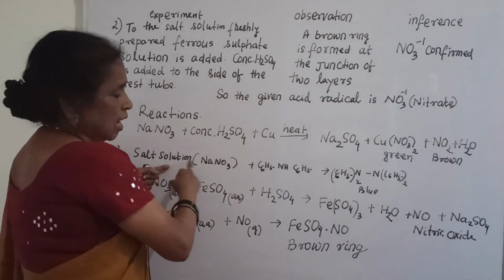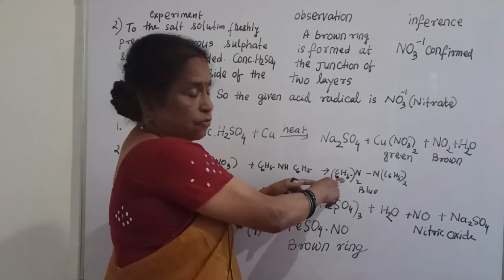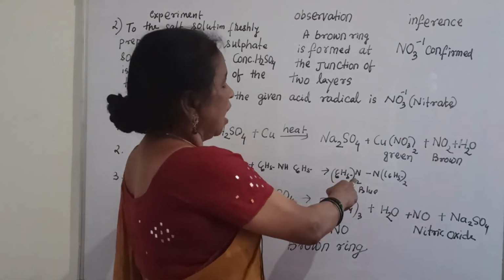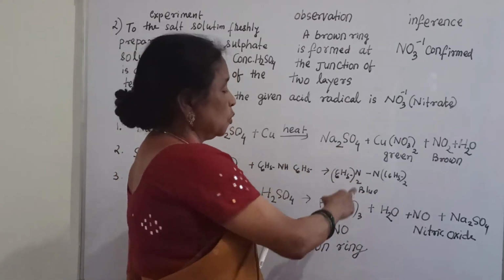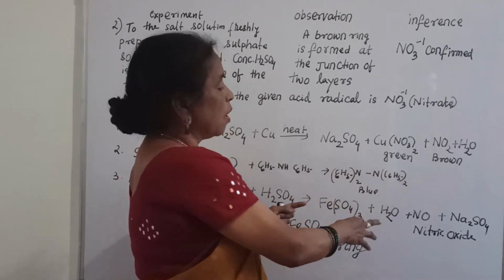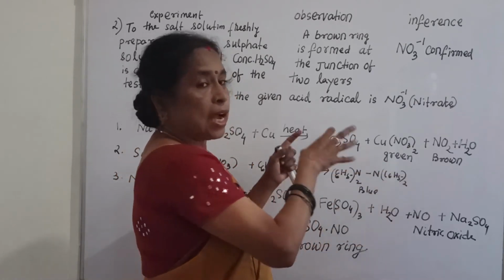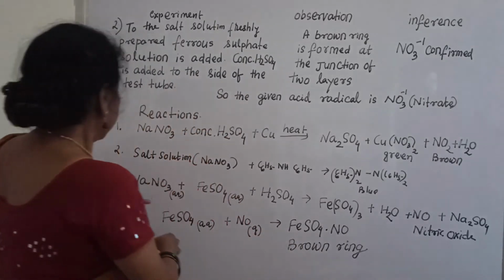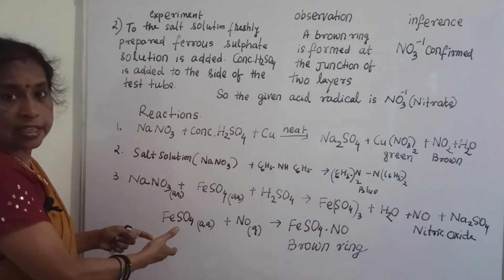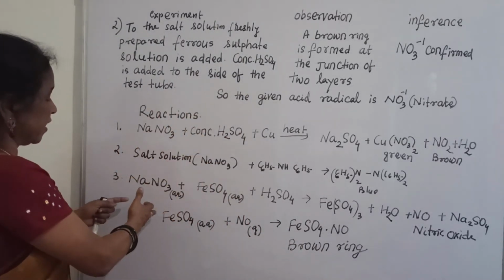Take the salt solution and add diphenylamine, and it forms a complex compound, and that color is blue. Now last, the brown ring test, which is very important for the nitrate test.